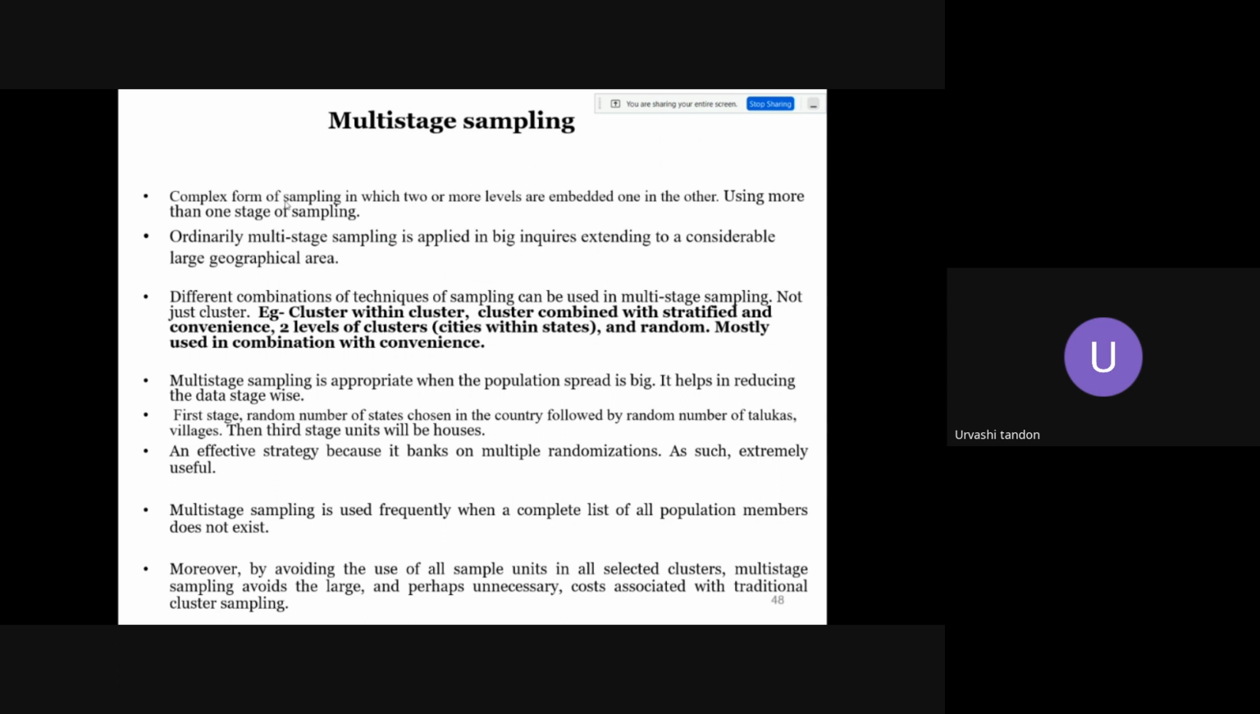You first of all, let's say, cluster within the cluster, or cluster combined with stratified and convenience. Because if cluster is combined with stratified and convenience, that means you are mixing the probability and non-probability types of sampling, right? Two levels of clusters, and mostly they are used in combination with convenience. I'll give you a very simple example.